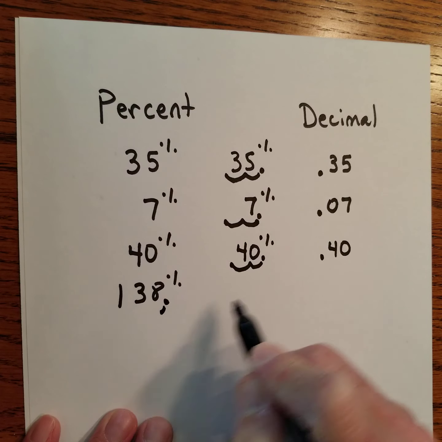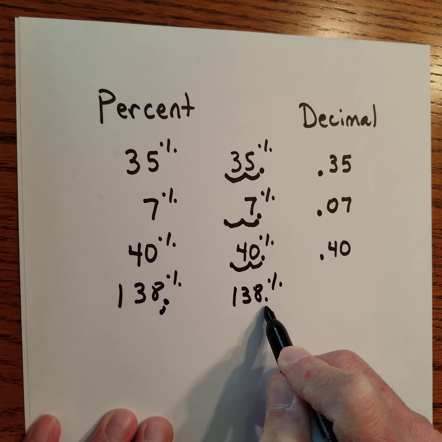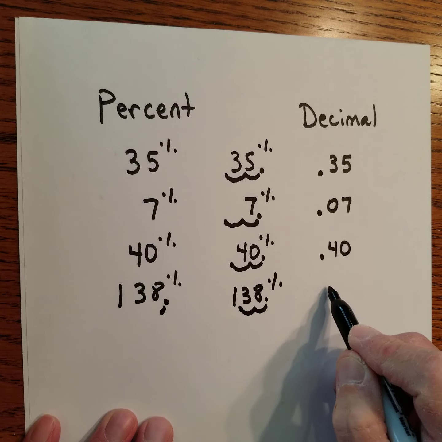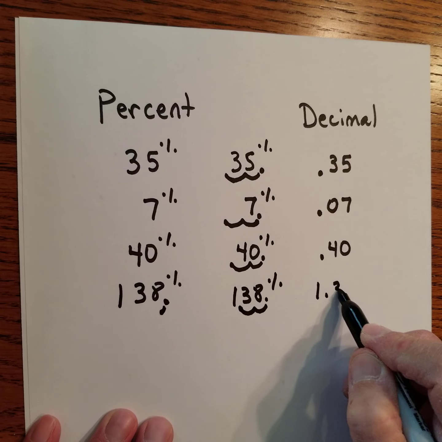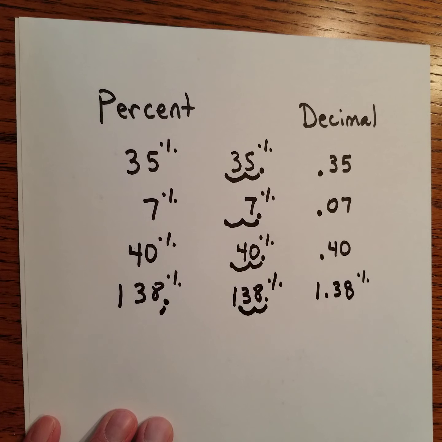138%. If I move the decimal point twice, it's right there between the 1 and the 3. That would be 1.38. All right, that's review.